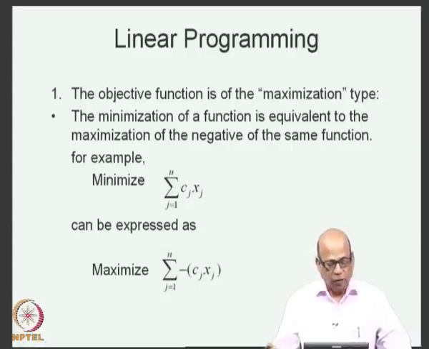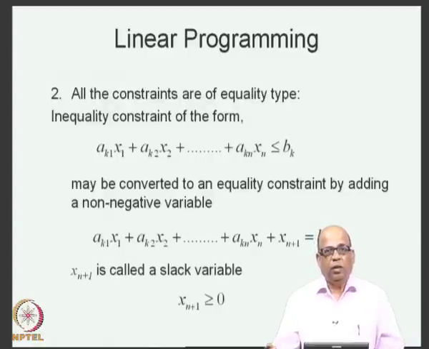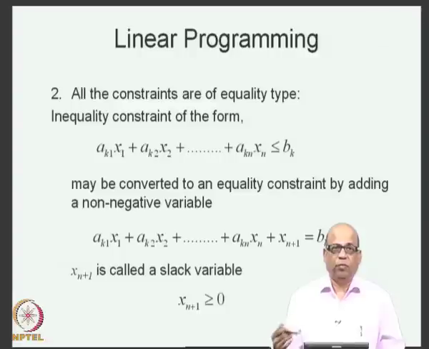Then the second one is, if you have less than or equal to constraints, we need, for our general form, equality constraints, but our constraint may be of this form. At the kth constraint, let us say a k 1 x 1, a k 2 x 2 etcetera, a k n x n less than or equal to b k. This is the kth constraint.